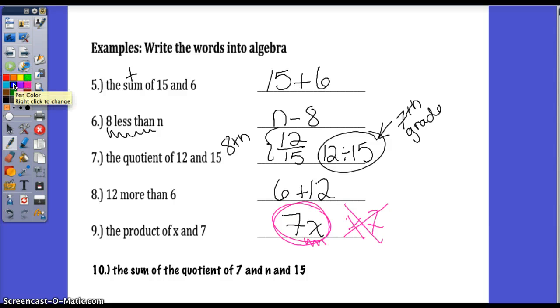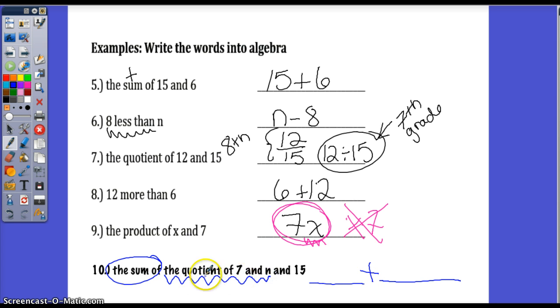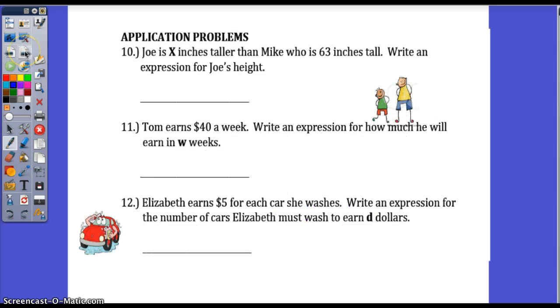Go ahead, write this down, number 10. The sum of, oh, we know we're going to have a plus sign. We know there's going to be something to the left and something to the right. The sum of the quotient of 7 and n. Okay, that's going to be my left. 7 over n, and represents my plus. 15 is on my right. And there we go.